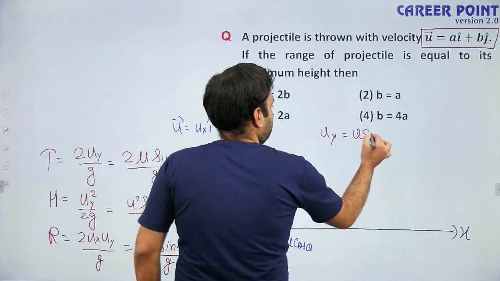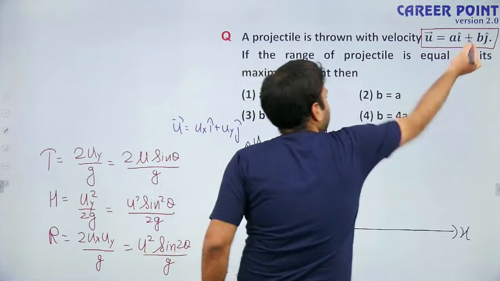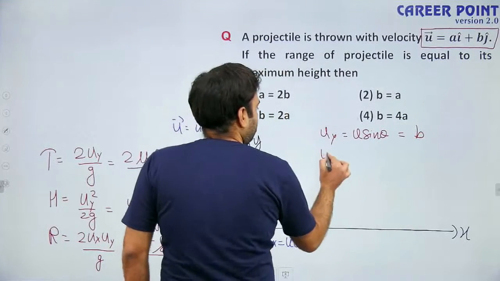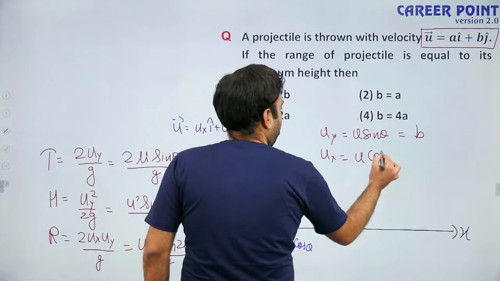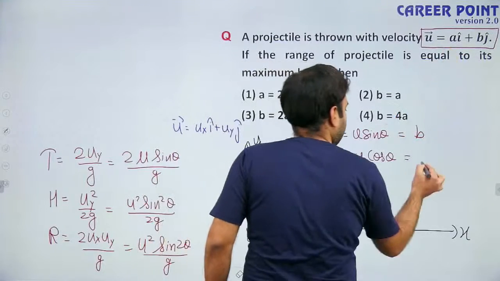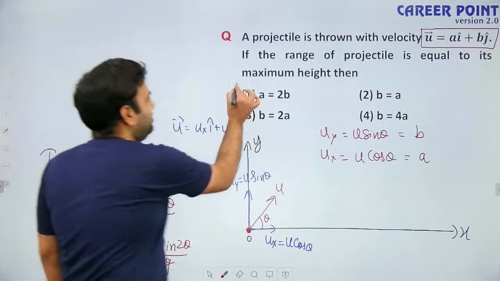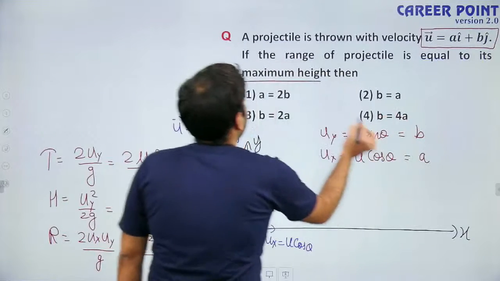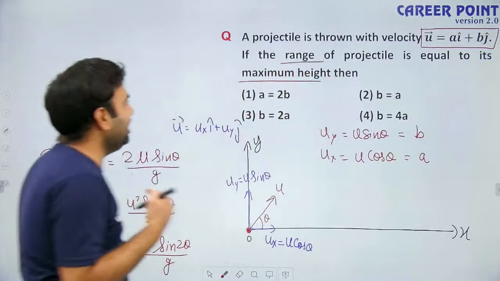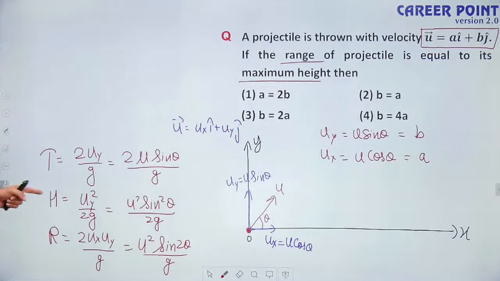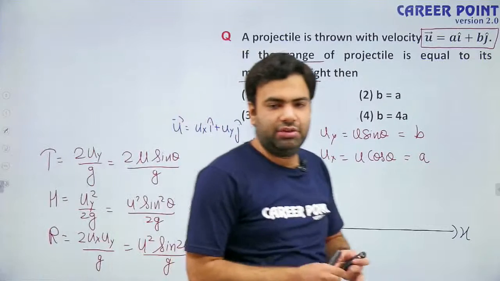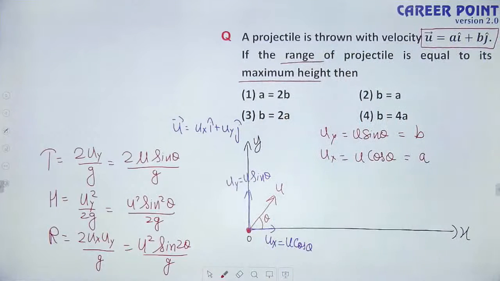So put maximum height equal to horizontal range, and you have uy, which is equal to u sin theta, given as b, and ux, which is equal to u cos theta, given as a. You have the values of ux and uy. It is given in the question that maximum height and the range are equal. Maximum height and range, they are equal. So calculate the relation between a and b. All of you try to solve this question.